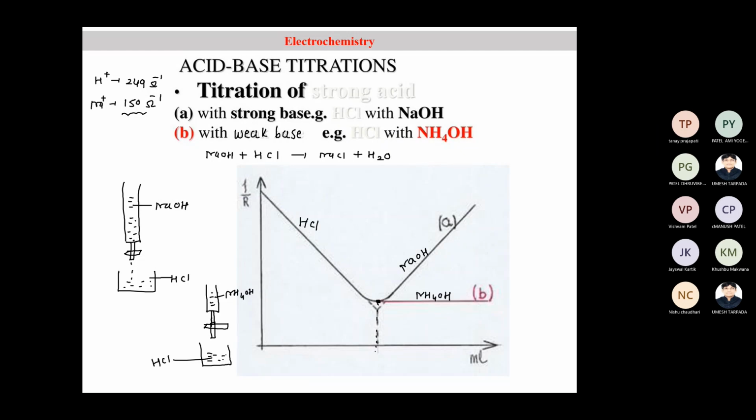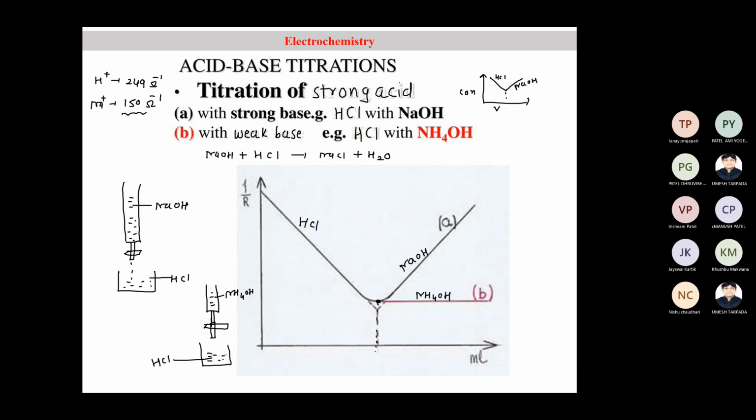And this is strong acid HCl versus strong base. Here it's HCl versus weak base. So see, this is the nature of the plot. If you have a plot of conductance versus volume for strong acid versus strong base, then this is the nature.